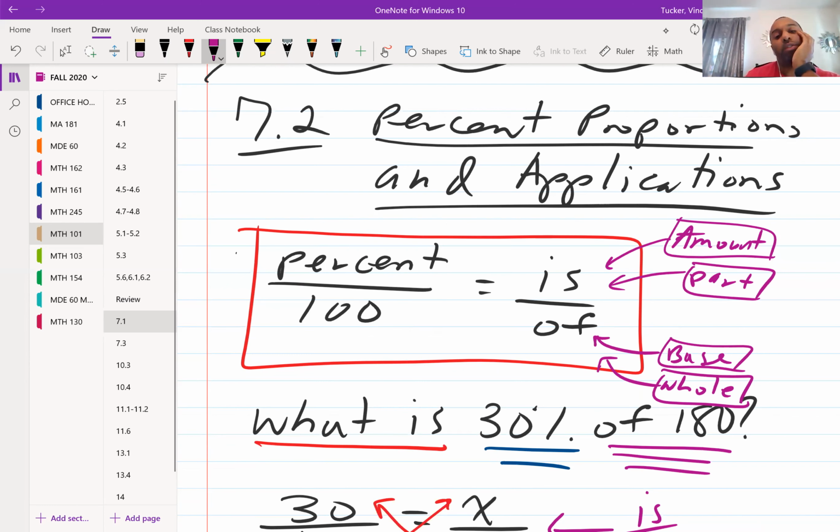This depends on who taught it to you or what the book said. But is over of is another way of looking at it. And we'll emphasize what that means in a second.